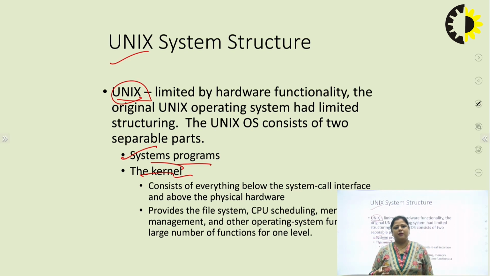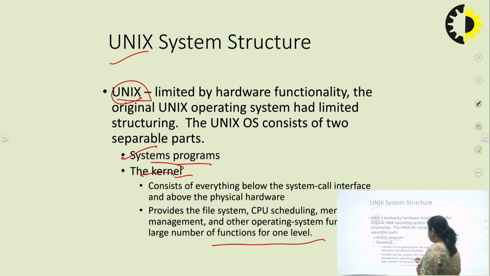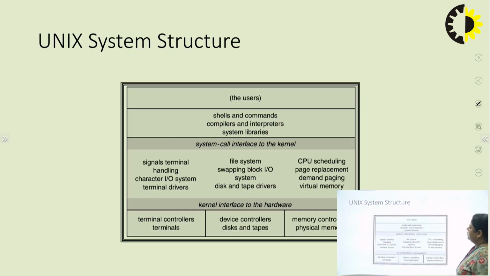So, what is here? The kernel consists of everything below the system call interface and above the physical hardware. And next, it provides the file system, CPU scheduling, memory management and other operating system functions. A large number of functions are in one level, that is physical hardware. This is the structure of the Unix operating system.